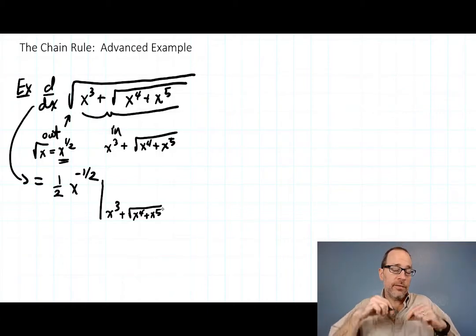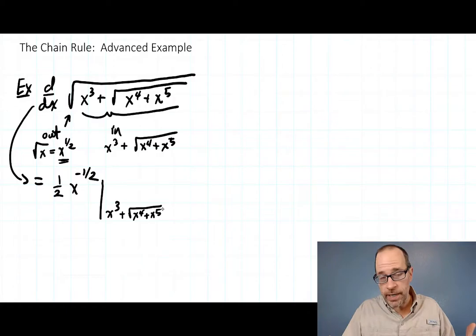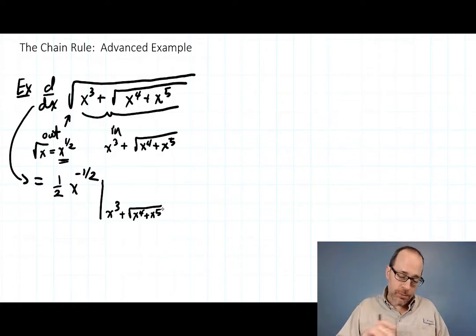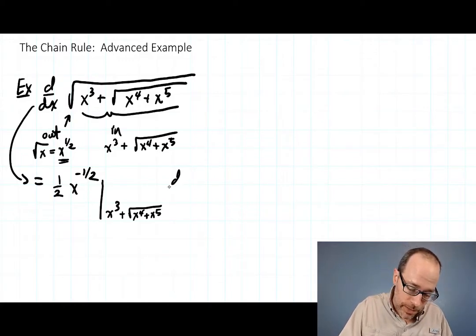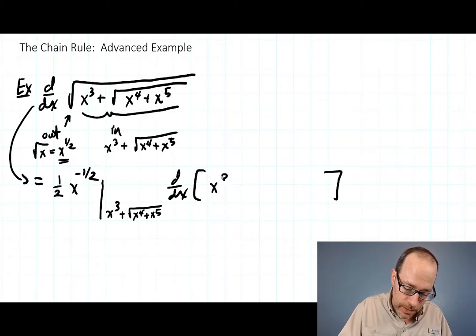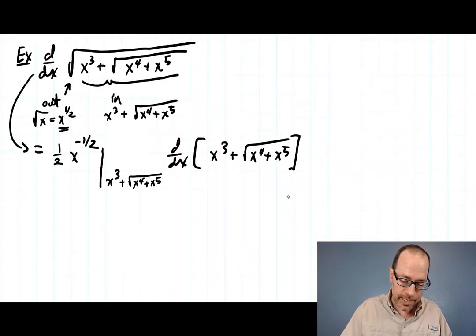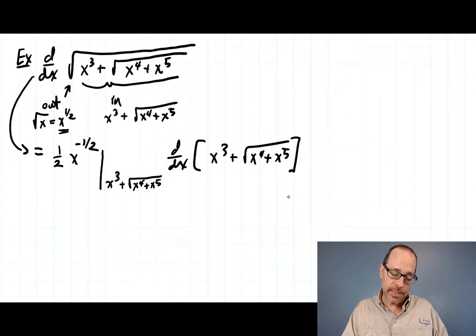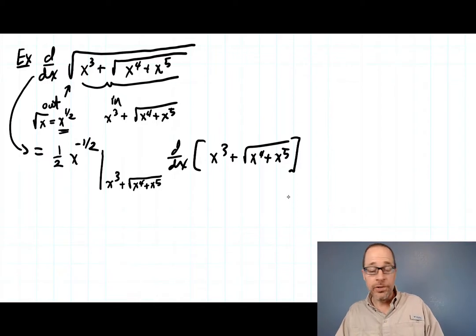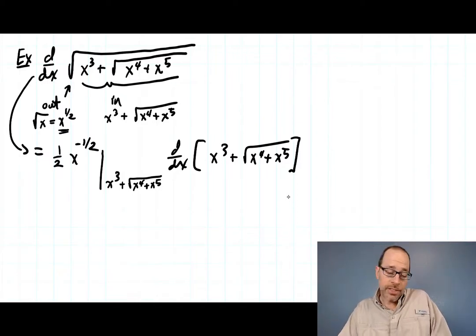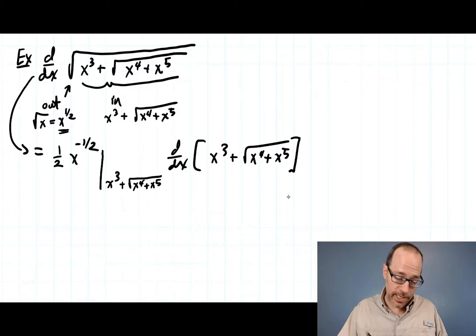Instead of, as I did in the previous examples where I just wrote down the derivative, because this is more complicated, I'm going to just say take the derivative of it. So I have to do the derivative of the inside part: x cubed plus the square root of x to the fourth plus x to the fifth. So that's what the chain rule says. We took the derivative of the outside, plugged in the inside, and then we had to multiply by the derivative of the inside, and I just haven't calculated what that derivative is. I'll do that in the next step.